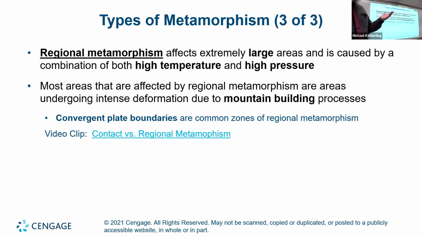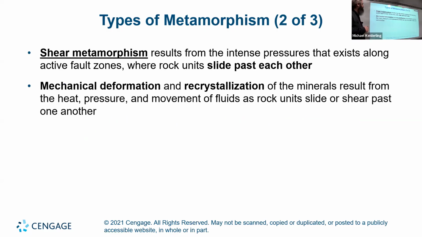Regional metamorphism affects extremely large areas and is caused by a combination of both high temperature and high pressure. This is like when mountains are forming. You get rocks that are buried very deep and squished very hard. So they're both hot and highly pressurized. And most areas that are affected by regional metamorphism are areas undergoing intense deformation due to various mountain building processes. So this is common at convergent plate boundaries. Shear metamorphism is just less common.